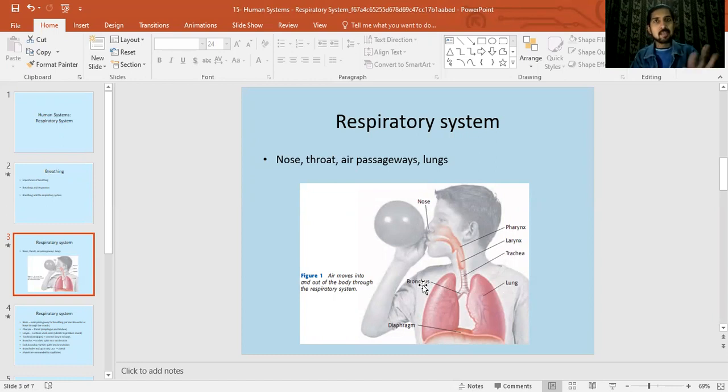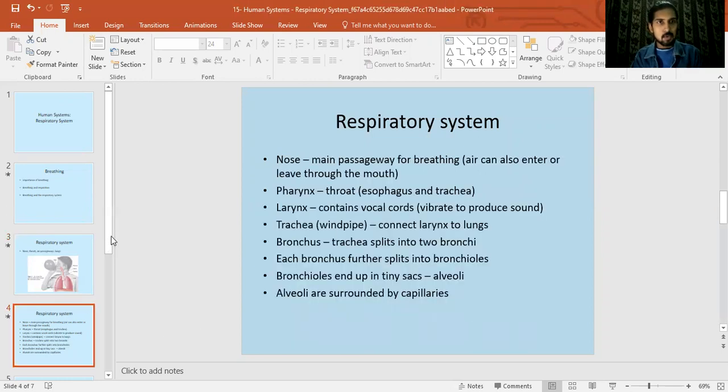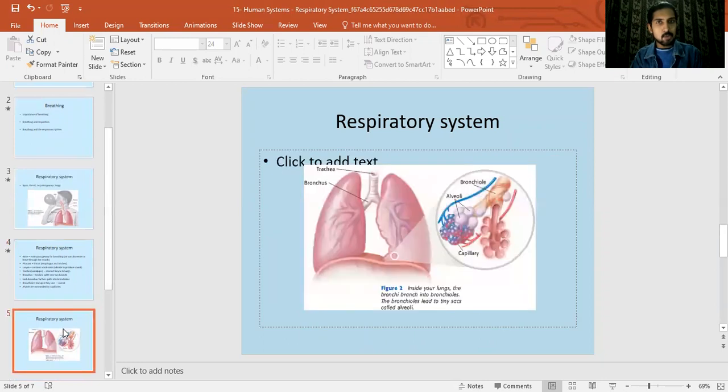For the bronchus, we need to think of the trachea, because the trachea splits into two bronchi and then each bronchus splits into bronchioles. And then these bronchioles end up in tiny sacs known as alveoli, which are surrounded by capillaries. And these capillaries are extremely important, just like the alveoli, bronchioles, bronchus, and other parts of the respiratory system are. So I'm going to show the diagram which shows bronchus, bronchiole, alveoli, and capillary. They can be seen here.